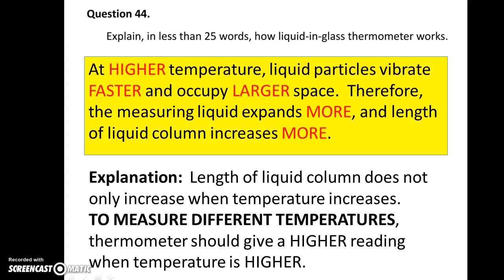Question 44. Explain how a liquid in glass thermometer works. As we said, when we use kinetic theory, it starts with temperature. At higher temperature, the particles vibrate faster, so they occupy larger space, and so the liquid expands. Finally, the liquid column increases in length.